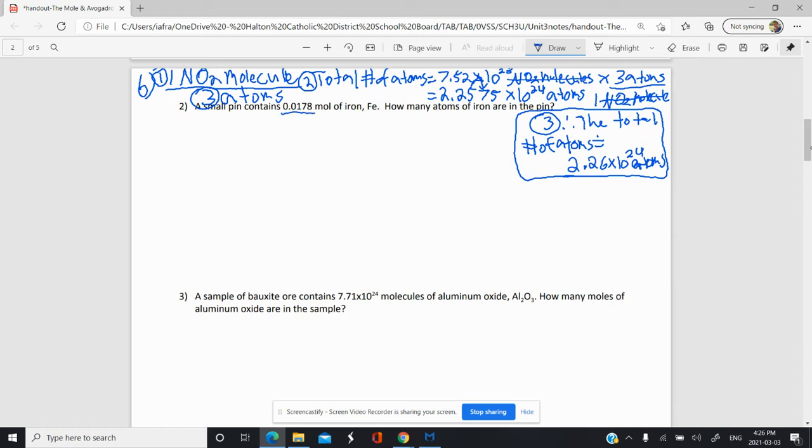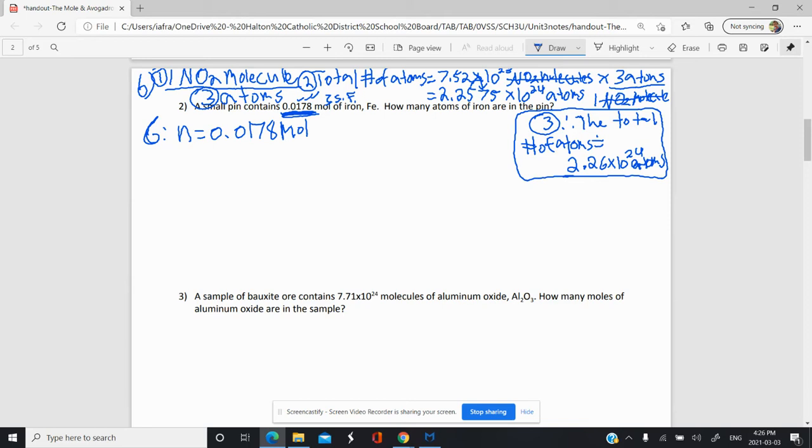So first of all, I want to point out the number of significant figures here. We have 1, 2, 3. So our final answer should have 3 significant digits since that's in the question. Let's use the GUESS method. Let's look at what's given to us. We have the number of moles is given to us. So n is equal to 0.0178 moles.